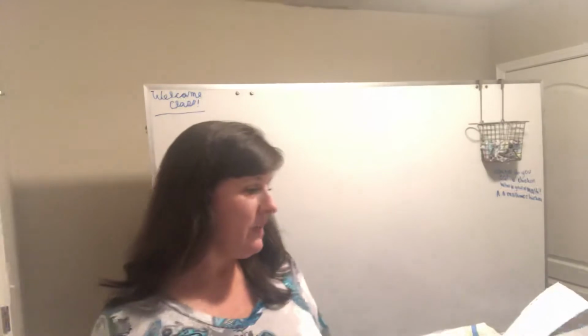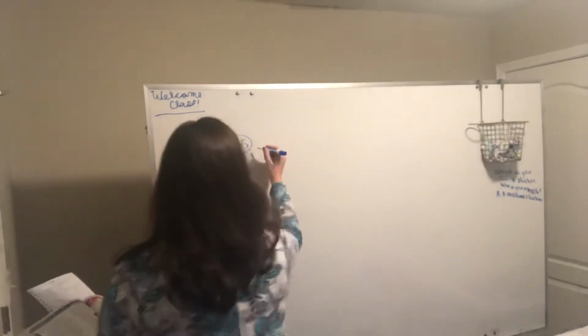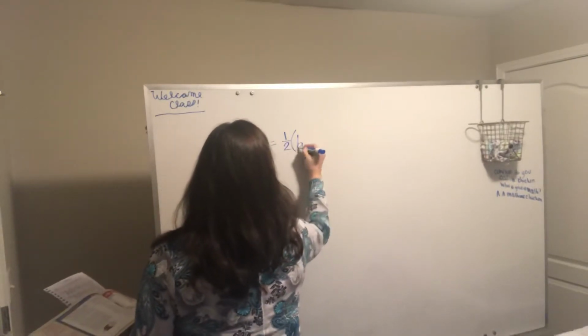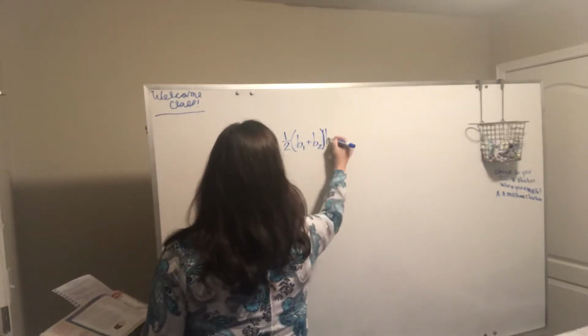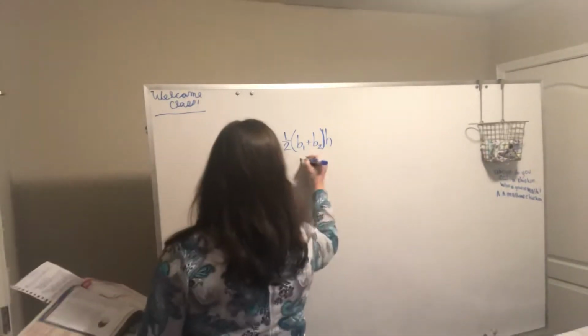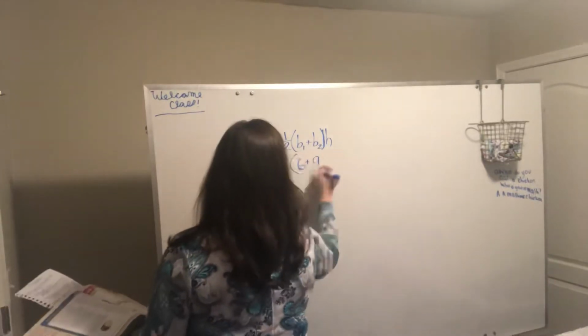So, since you're going to be doing evens, I'm going to do an odd one for you. I'm going to start with number 5. So it says, find the area of a trapezoid with bases of 6 yards and 9 yards and a height of 8 yards. Okay? So, like I want you to do, you write your formula. Half base 1 plus base 2 times the height. Okay? So it tells you the bases were 6 yards and 9 yards. Alright? And the height was 8.